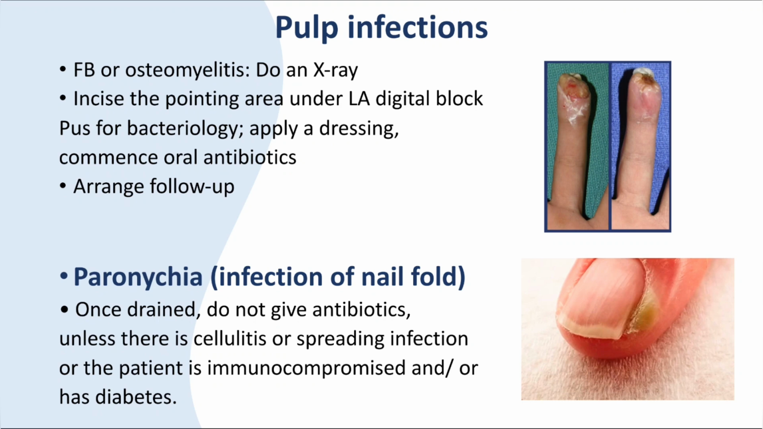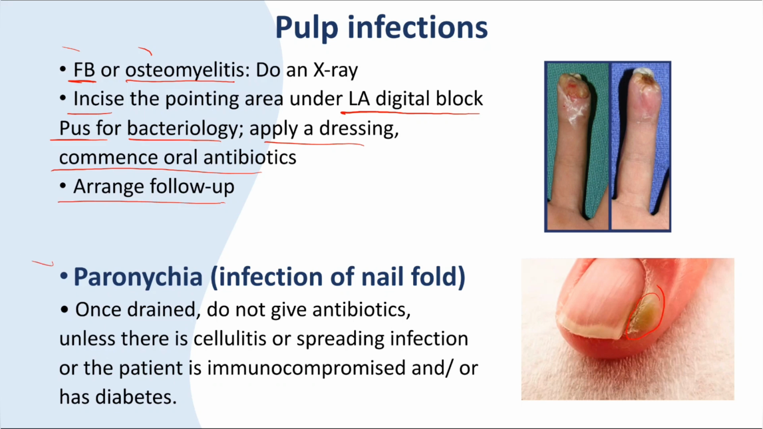Pulp infections: when there is a foreign body or when there is osteomyelitis of the bone, do an x-ray. So if you suspect this, do an x-ray. Then you may do a local anesthesia digital block and incise the pointing area and send the pus for bacteriology and apply the dressing, commence oral antibiotics. Then arrange a follow up. This can be done in the emergency department by the orthopedic physician or the plastic surgeon. And coming to paronychia, infection of the nail fold.